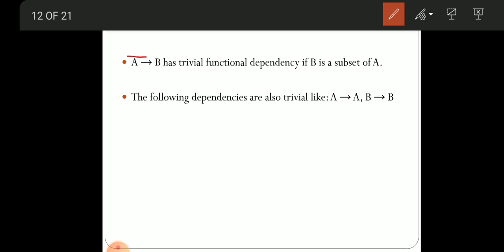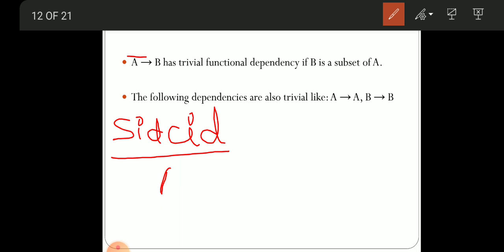Let's take an example. If we have a functional dependency like SID, CID, here we have taken two attributes. So it is known as A, meaning A can be a single attribute or it can have many attributes, a set of attributes. Then also we will call it A, right? So SID, CID can identify SID. This is given. Now we have to check whether this given functional dependency is trivial or not.